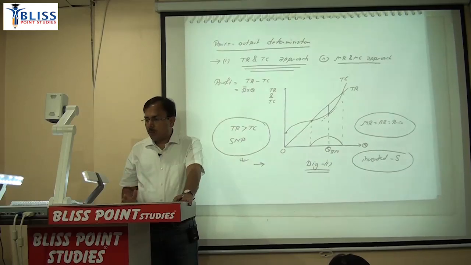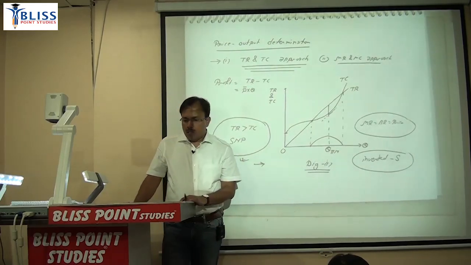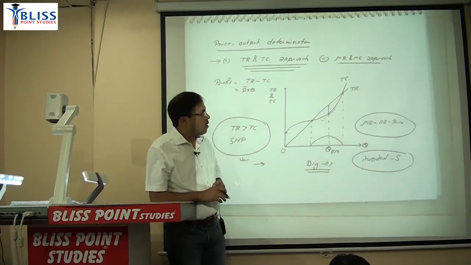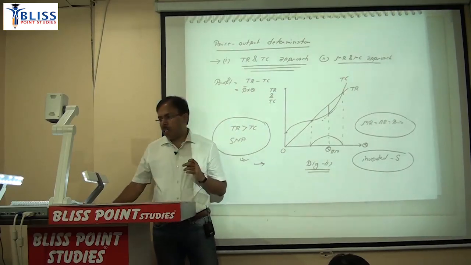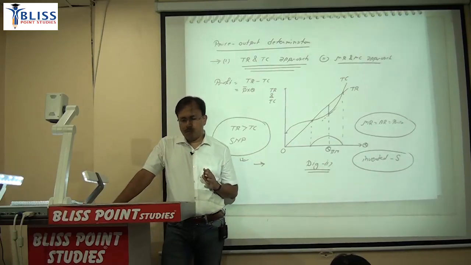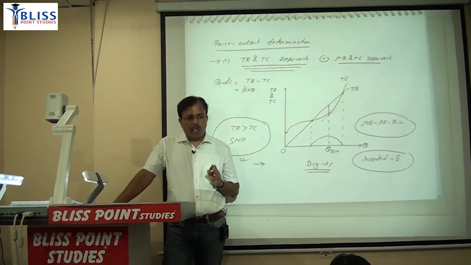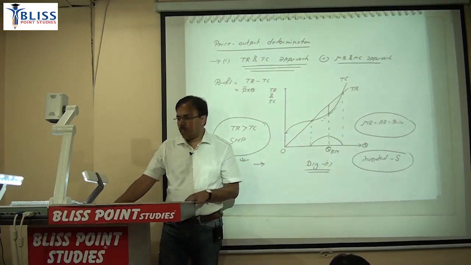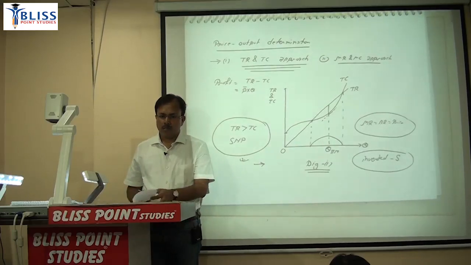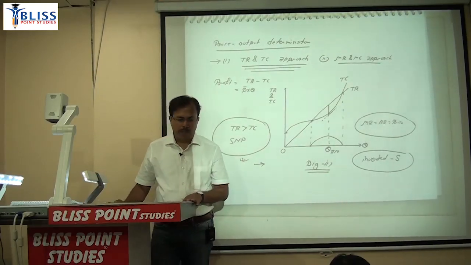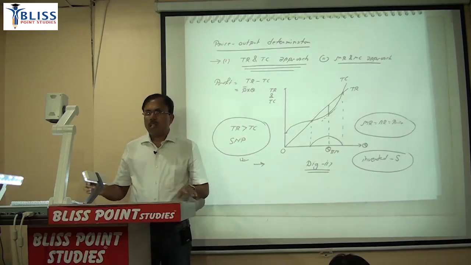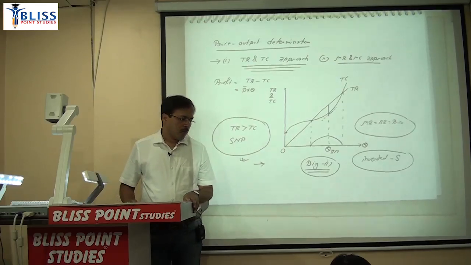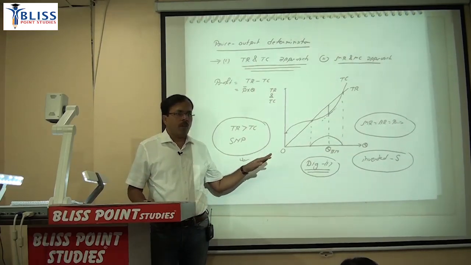Full stop. Since difference between TR and TC is positive, so firm is earning supernormal profit. Within bracket just write diagram 1. In diagram 1 you have shown that condition. So this is one possibility of supernormal profit.